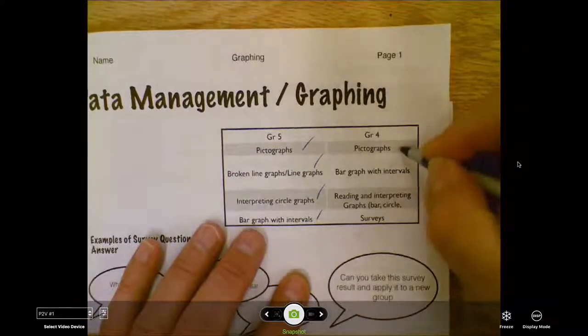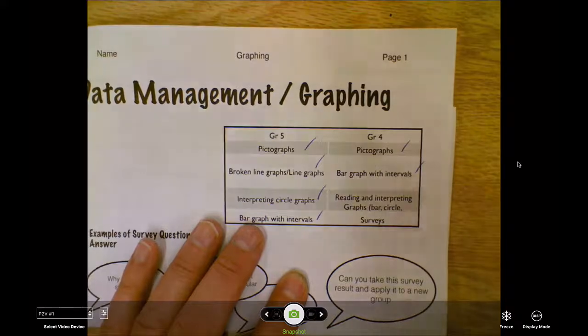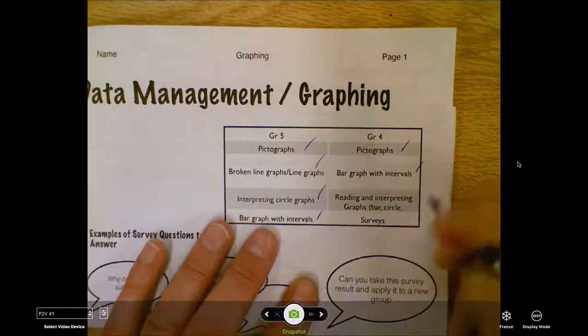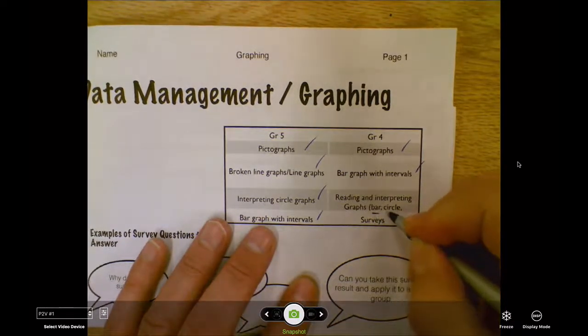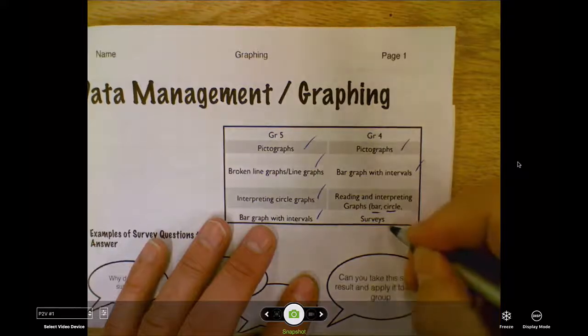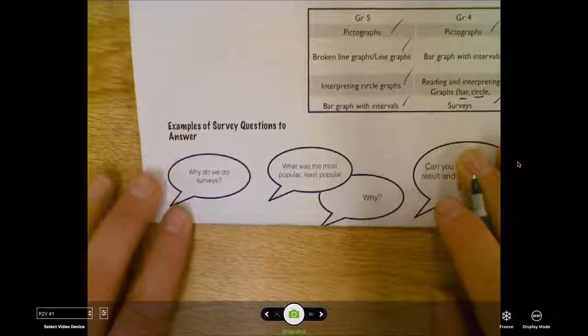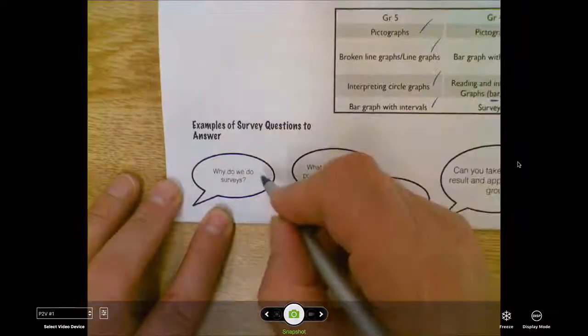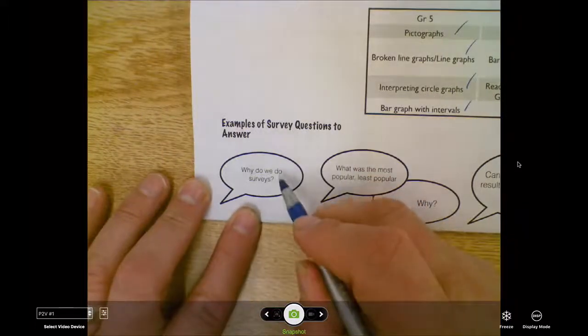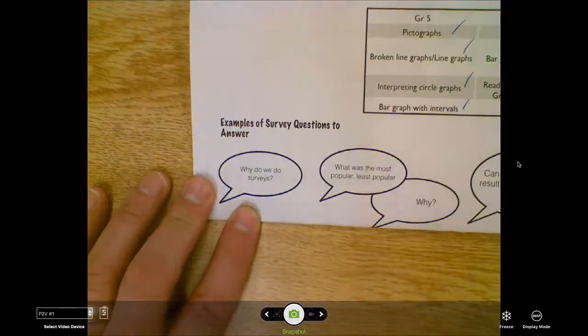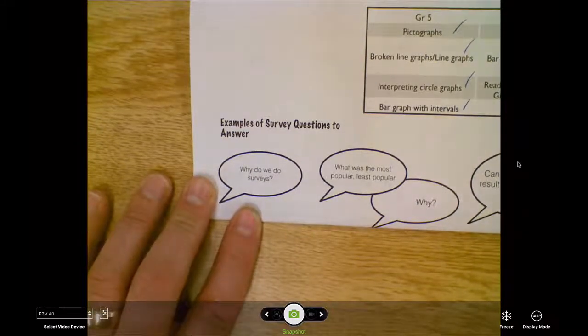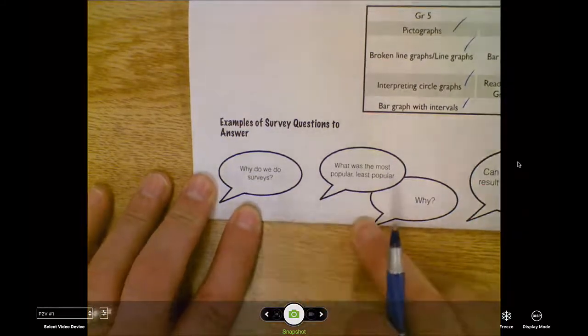In grade 4, it's pictographs, bar graphs with intervals. They have to read and interpret a whole bunch of graphs, like a bar graph, a circle graph, etc., and also know how to make a survey. So some of the questions we want to ask are, for example, why do we make surveys? Of course, you make a survey to get an answer to something, to get some information. We want to do some planning.